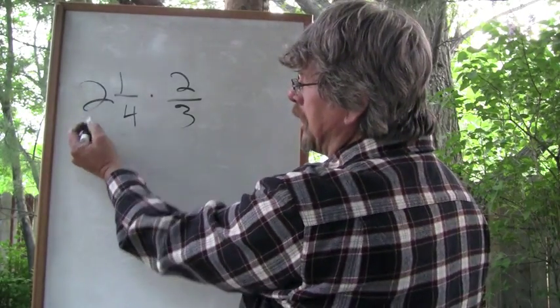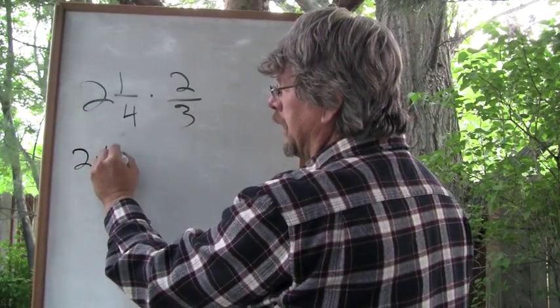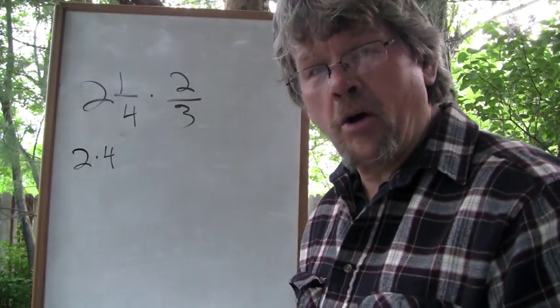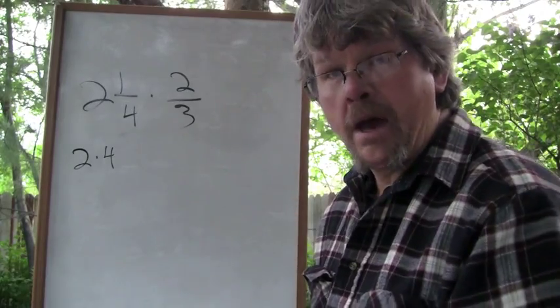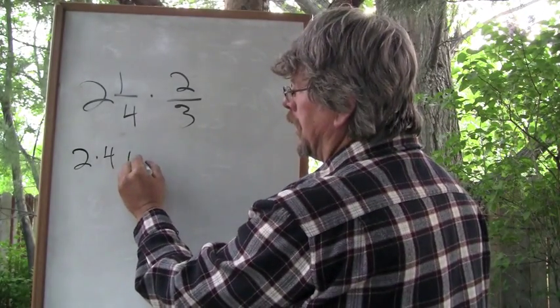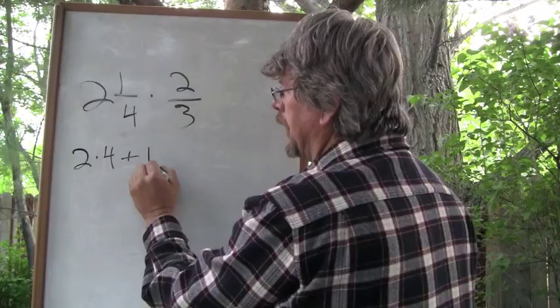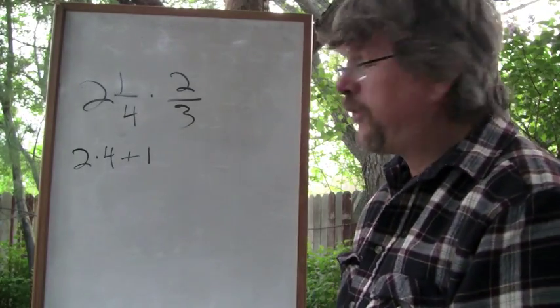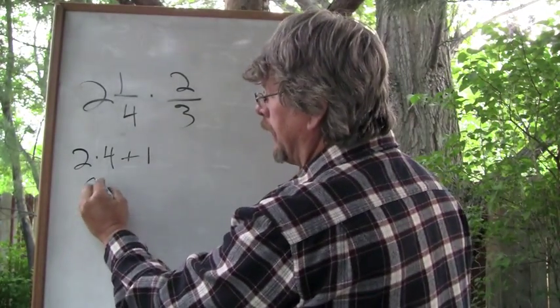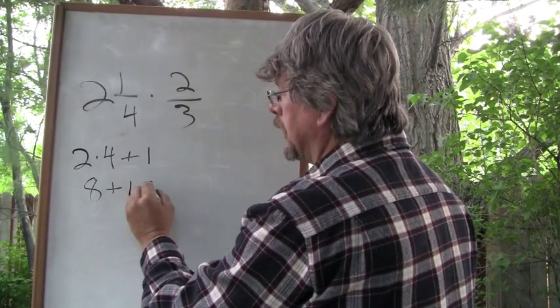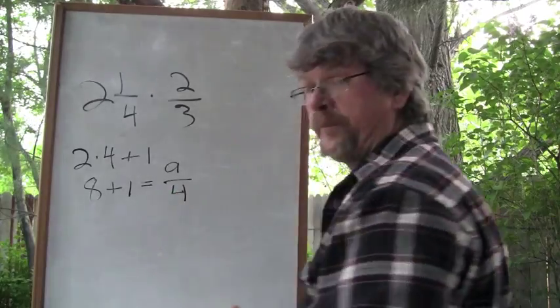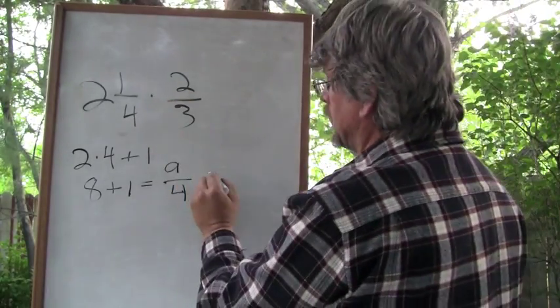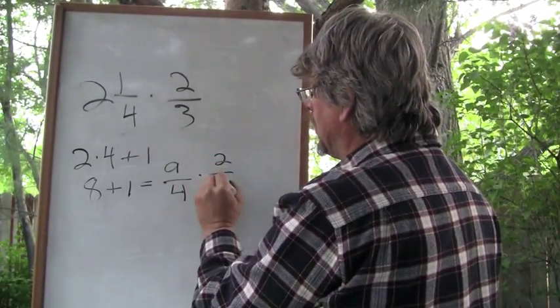2 times 4, we multiply the whole number by the denominator, and then we add the numerator, plus 1. 2 times 4 is 8, plus 1 equals 9/4. Right? And now we get to multiply by 2/3.